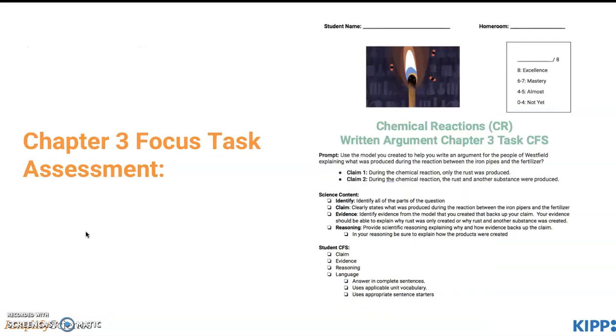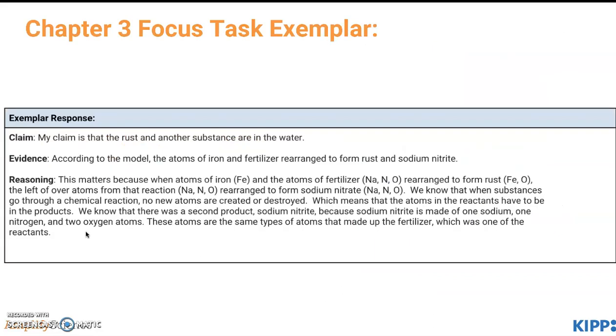Chapter 3, Focus Task. The students are actually writing an argument for the people of Westfield to explain what was produced during the reaction between the iron pipes and the fertilizer. Pause now to create the Chapter 3 focus task. The exemplar response for the Chapter 3 focus task is below.